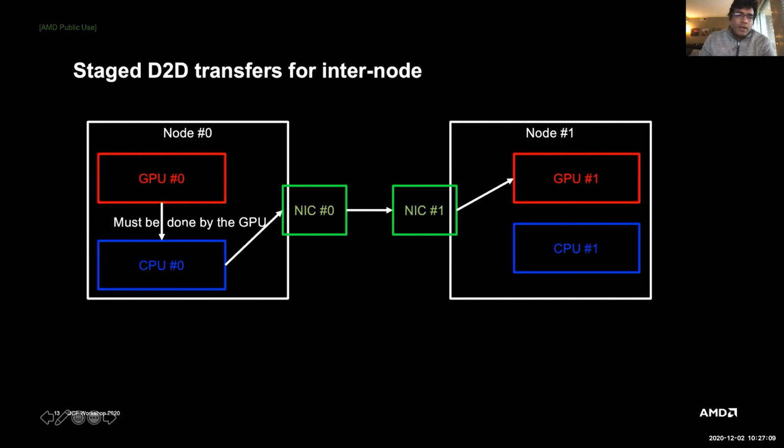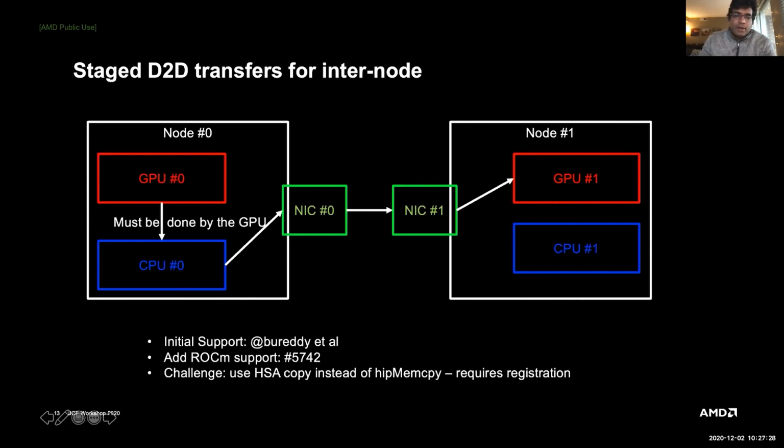One limitation here is that this transfer from GPU to CPU, the staging path, must be done by the GPU for it to be performant, because as we saw earlier, the CPU is not very good at reading GPU memory in a high performance way. This is not actually something that we did on our own. Devender added this support for NVIDIA GPUs initially, and we have added support for ROCm GPUs as well. That is in a pending pull request that should be merged soon.